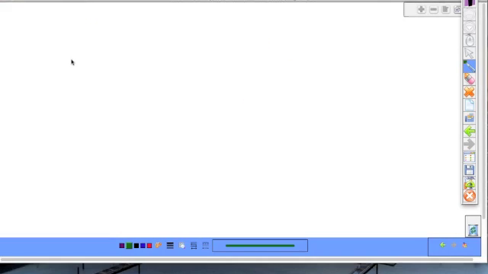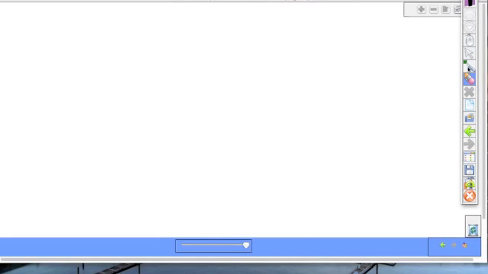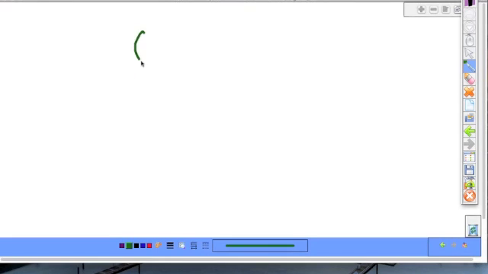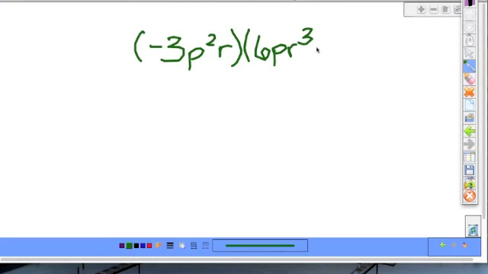Let's look at this problem. This one has a negative, but that's okay. Let's try that again. So I have negative 3 p squared r multiplied to 6p r cubed s. Wow, we got lots of different things going on here. All right, well, let's combine like terms.